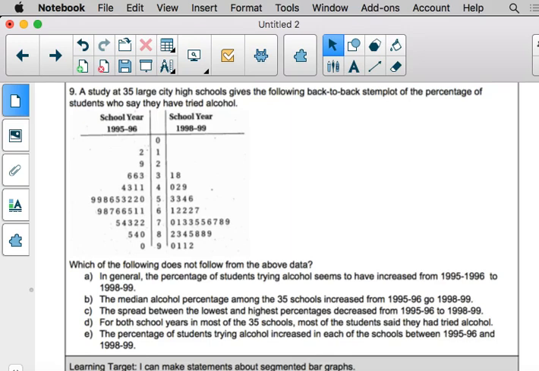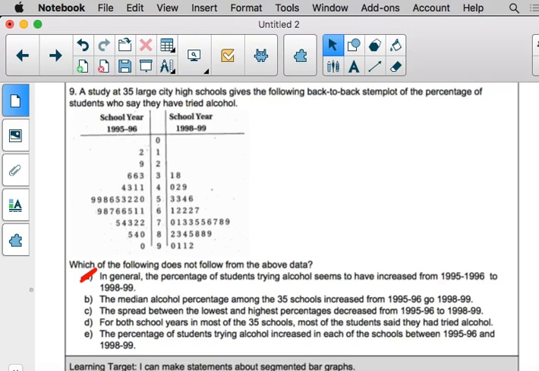So letter A, in general, the percentage of students trying alcohol seems to have increased between the 2 years. From that, I would say that's probably true. You're seeing your peak at higher for the 1998 school year than 1995. You see a higher minimum and a higher maximum. So I would say A is actually a true statement. That does appear to be the general trend.